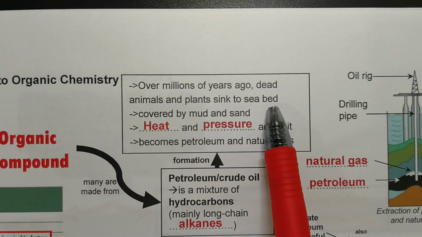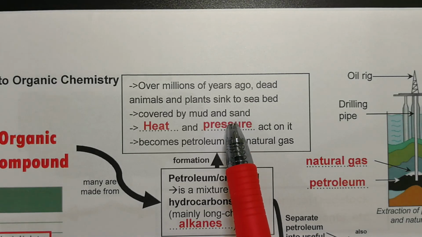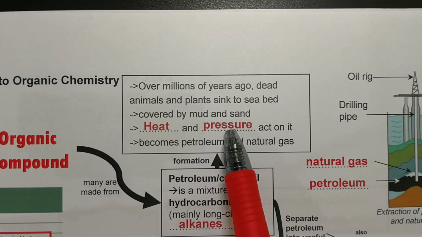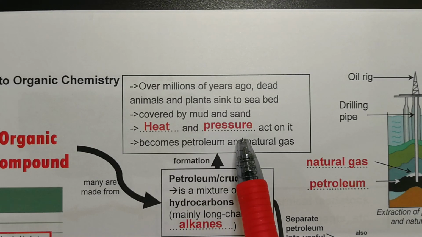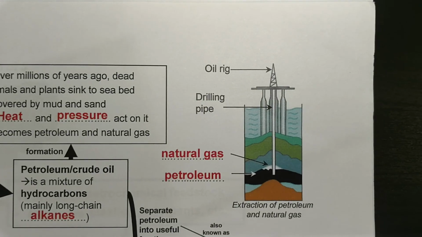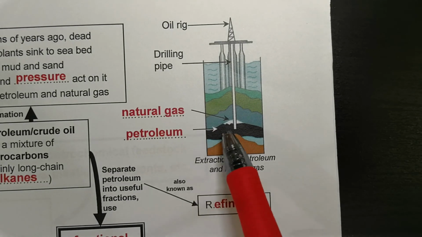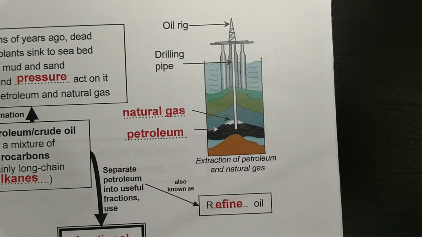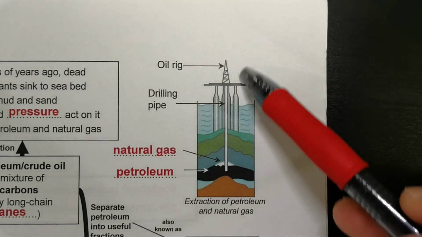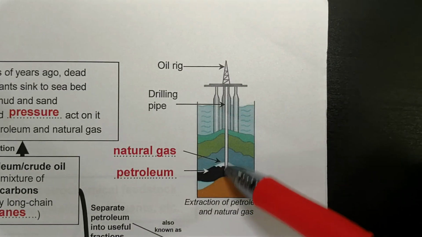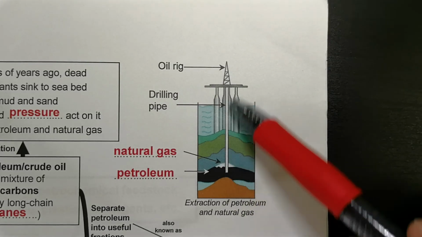It was formed millions of years ago, when dead plants and animals sank to the seabed and were covered by mud and sand. Over the years, more mud and sand covered the dead plants and animals, which would exert a lot of heat and pressure on them. Over millions of years, the dead plants and animals would decompose and become petroleum and natural gas. That is why petroleum and natural gas are usually found deep under the seabed or deep underground, where the pressure and heat are tremendous. Natural gas is usually found in the air pocket above the petroleum. So this is the oil rig. They drill to the seabed and then bring the petroleum and natural gas up.